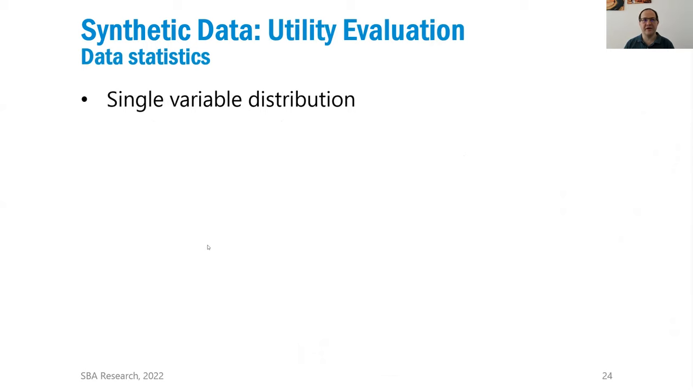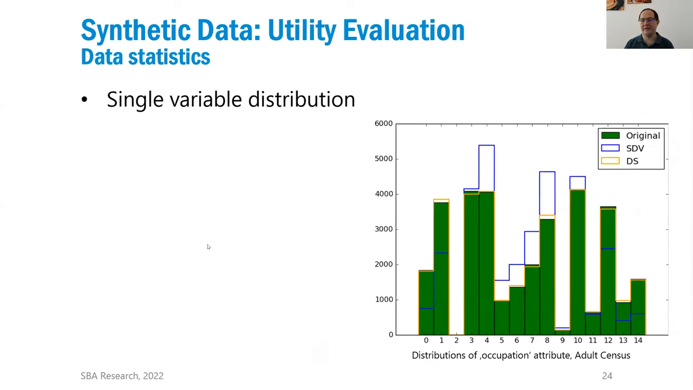If you want to evaluate how well a synthetic data set resembles the original data set, we can, for example, look at single variable distributions. So the green would be the original data. And then you have two different synthesizers, and you see, for example, that the orange one, the data synthesizer package, is quite close in resembling the original distribution. Another synthesizer approach, the synthetic data world, is maybe not as good, at least in this data set.